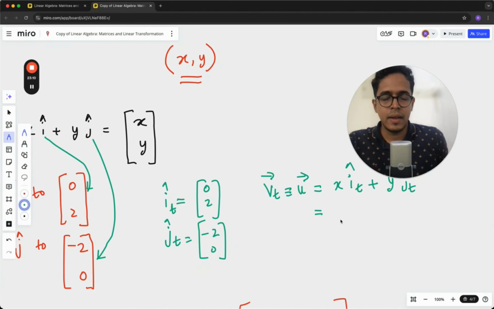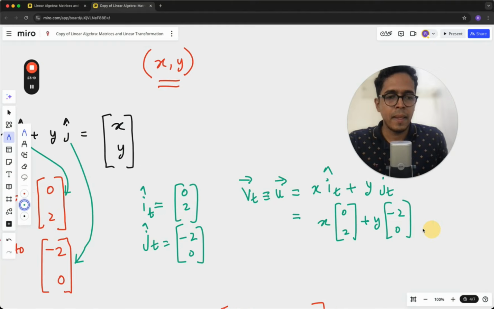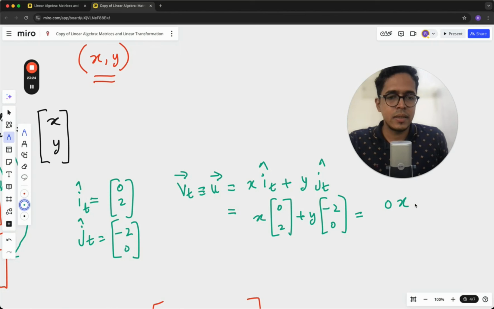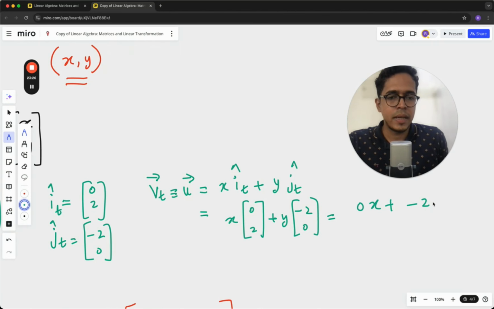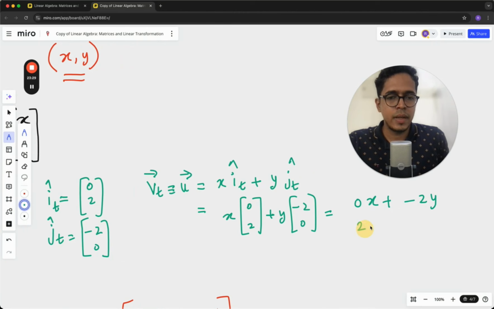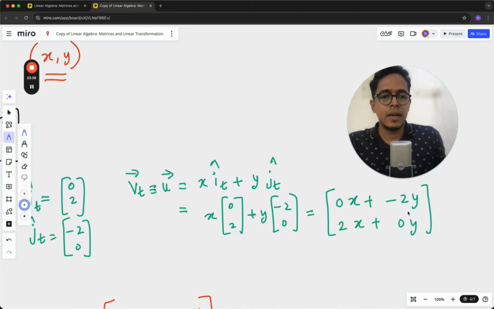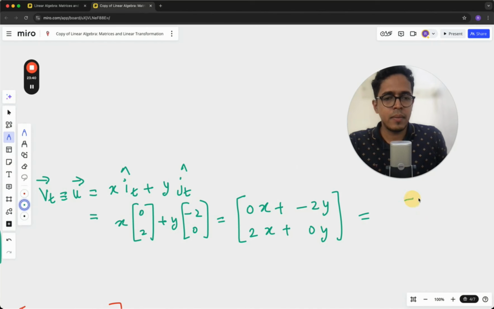So this will be x times 0, 2, because this is the transformation of I, plus y times minus 2, 0. And this can be written in the proper way as 0 times x plus minus 2 times y, and this will be 2 times x plus 0 times y. I'm keeping the 0 there to show you a point, but I can simplify this also. This will be minus 2y over here and 2x.